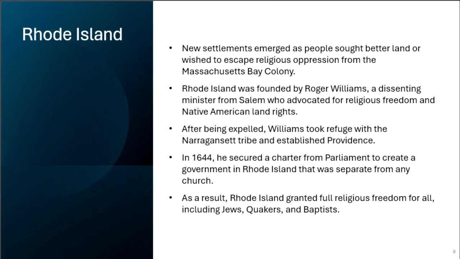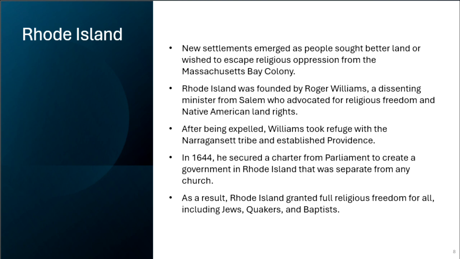He was a truly radical figure for his time. Roger Williams was a minister who believed that forcing people to conform to a particular religion was wrong. He also argued passionately for the rights of Native Americans, which put him at odds with the Puritan leadership in Massachusetts Bay.